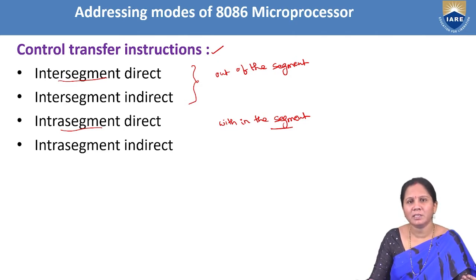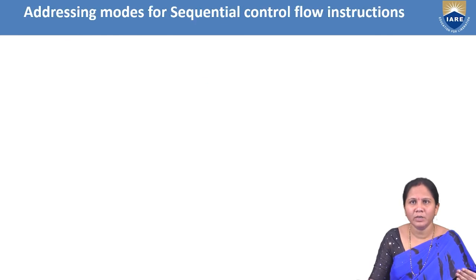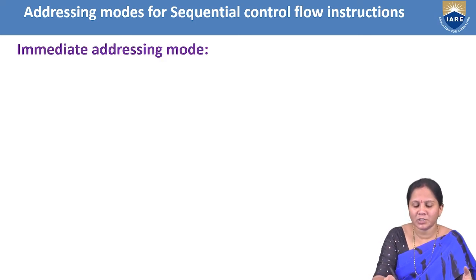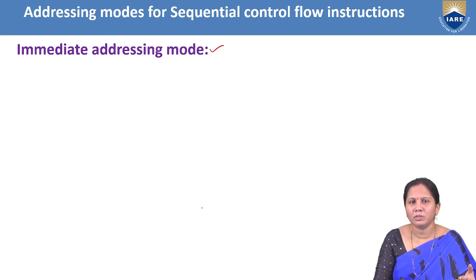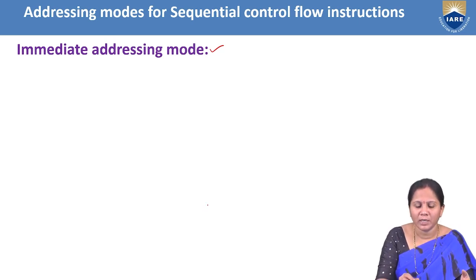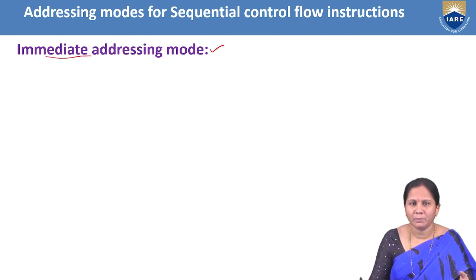Now we will discuss each addressing mode in detail. First we will see sequential control flow instructions. The first sequential control flow addressing mode is immediate addressing mode. The name of the addressing mode tells the operation here. This is immediate addressing mode, which means immediate data will be specified as a part of an instruction.